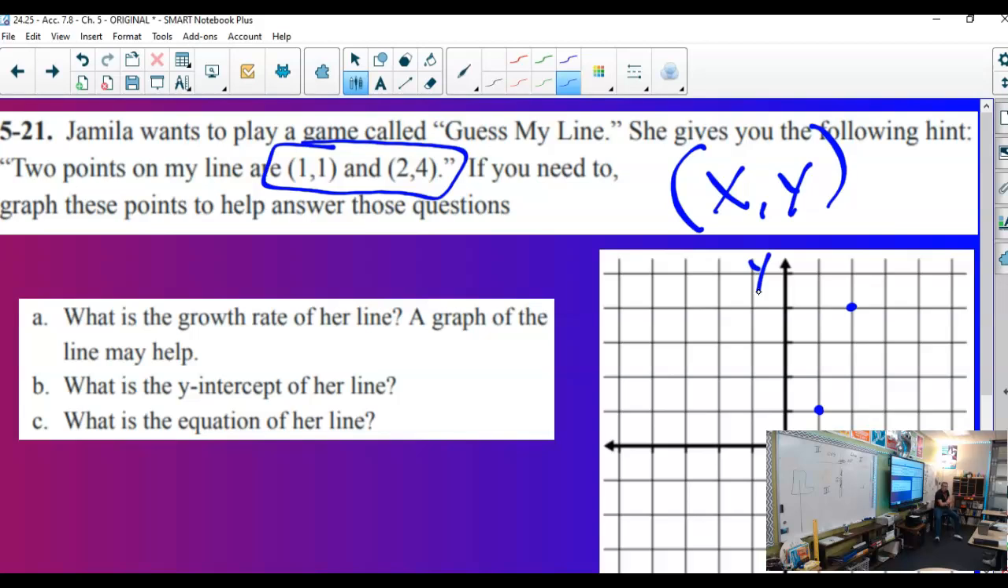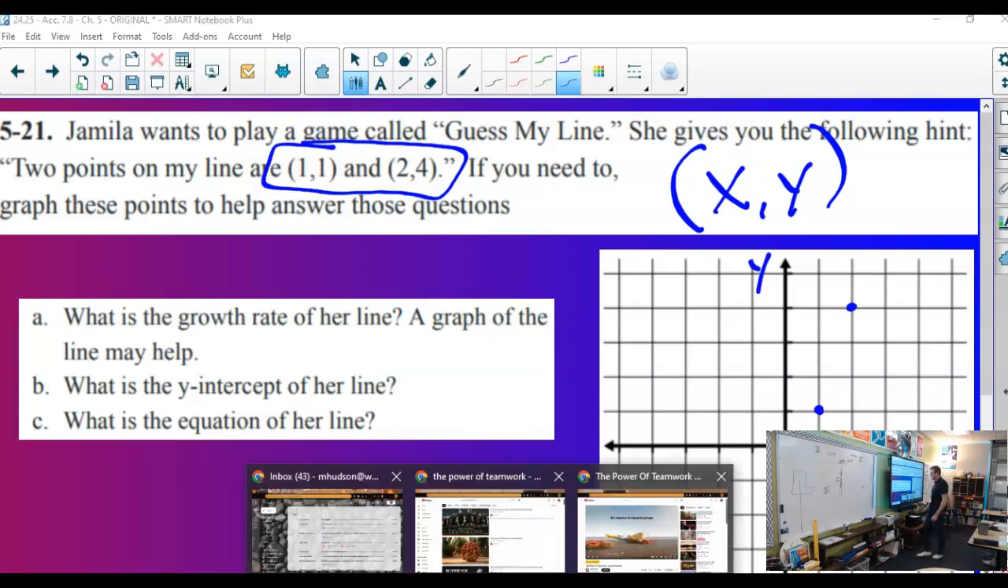So now we have to do the slope. How do we do slope? Rise over run.